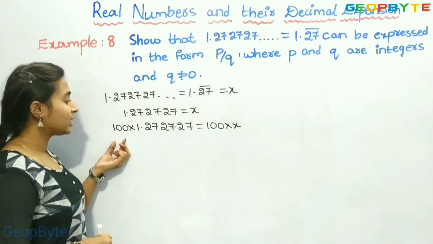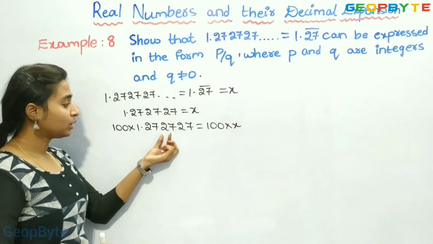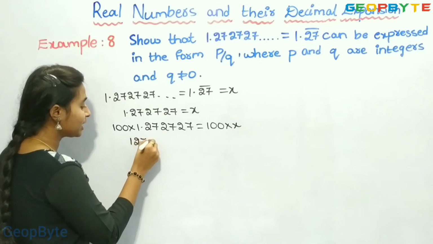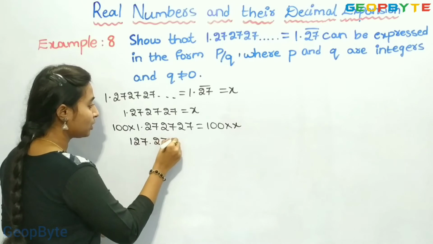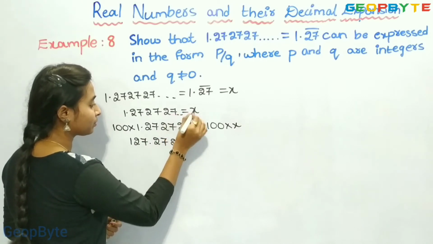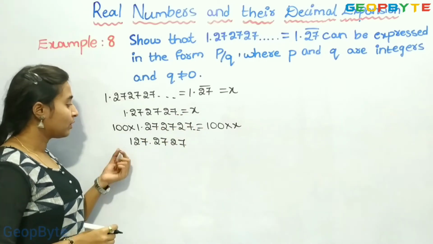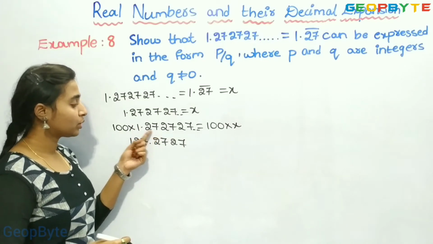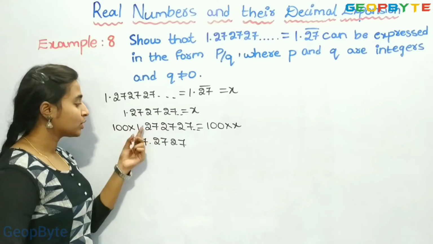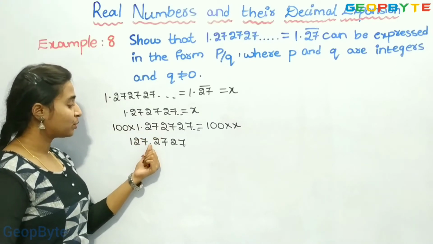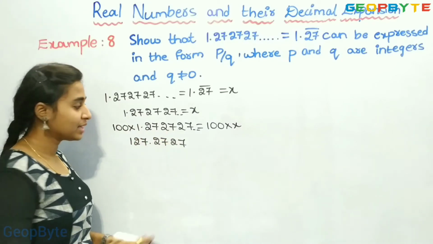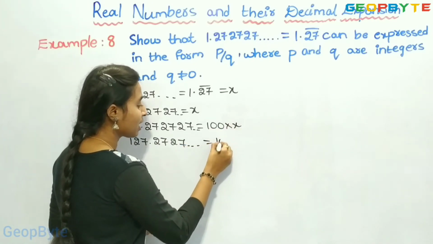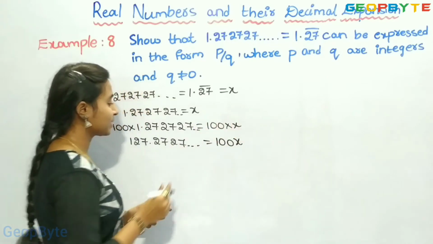Now 100 into 1.272727 is nothing but 127.2727, because we have 2 zeros. So, the point moves 2 places towards the left. So, after 7, I have put a point and written like this. And so on is equal to 100 into X, which is 100X.